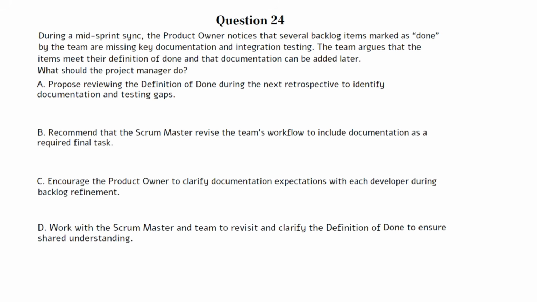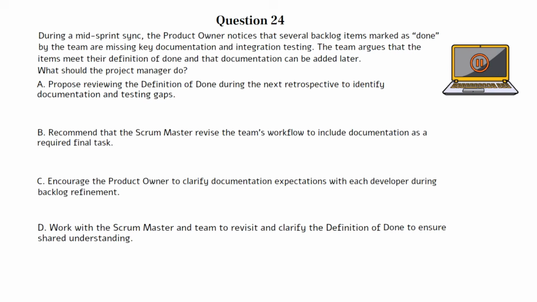A. Propose reviewing the definition of done during the next retrospective to identify documentation and testing gaps. B. Recommend that the Scrum Master revise the team's workflow to include documentation as a required final task. C. Encourage the product owner to clarify documentation expectations with each developer during backlog refinement. D. Work with the Scrum Master and team to revisit and clarify the definition of done to ensure shared understanding. You can pause the video here if you need more time to work on the question.